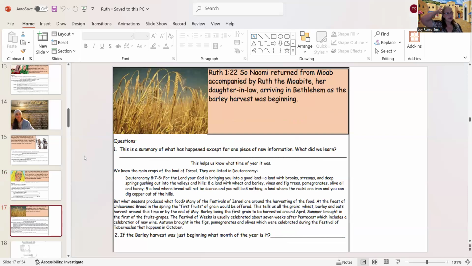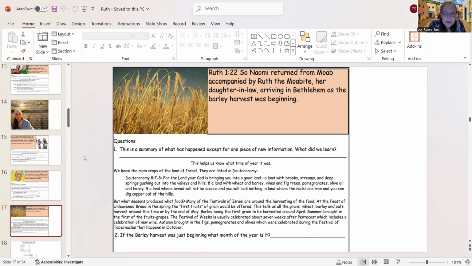And scriptures continue. Ruth 1:22. So Naomi returned from Moab, accompanied by Ruth the Moabite, her daughter-in-law, arriving in Bethlehem as the barley harvest was beginning. This is a summary of what had happened, except for one piece of new information. What did we learn? That they arrived during the time of the barley harvest.